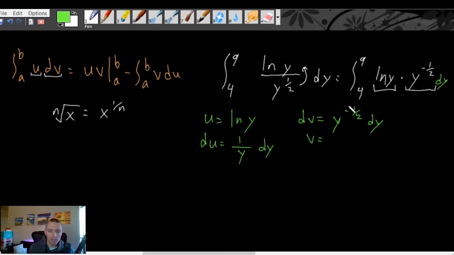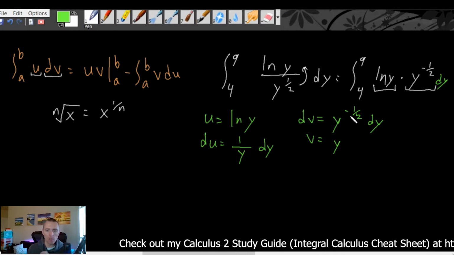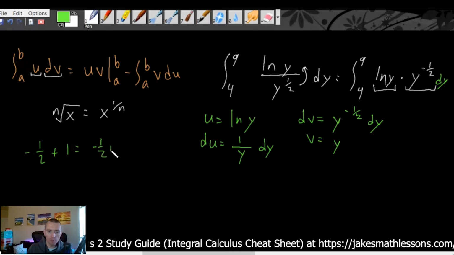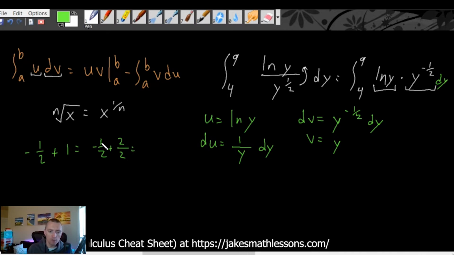So then once we've decided that y to the negative 1/2 is dv, we need to find v by taking the antiderivative of y to the negative 1/2. Well, like I said, to take the antiderivative of y raised up to some constant power, we can just use the power rule. Power rule says we're going to keep our base the same, keep our base as y, raise our power by 1, or add 1 to our power. Negative 1/2 plus 1 is the same as negative 1/2 plus 2/2, right? We need to get a like denominator to add fractions. Negative 1/2 plus 2/2 is positive 1/2. So our new power is going to be positive 1/2.